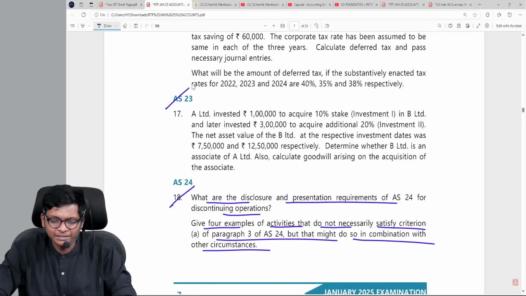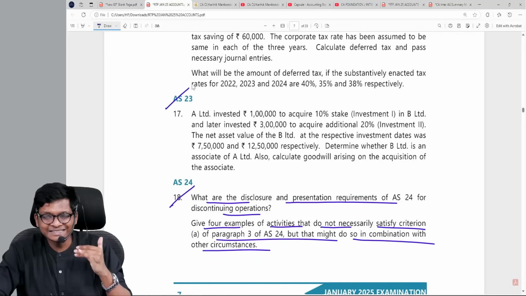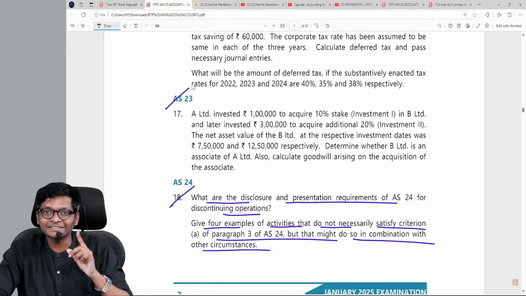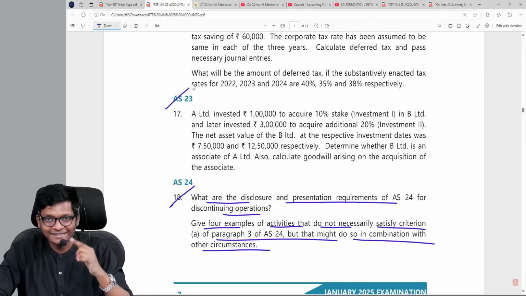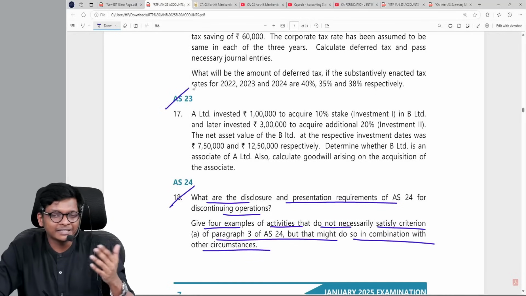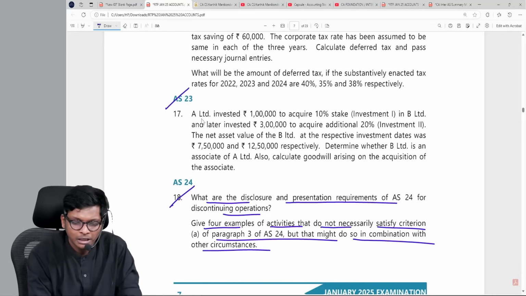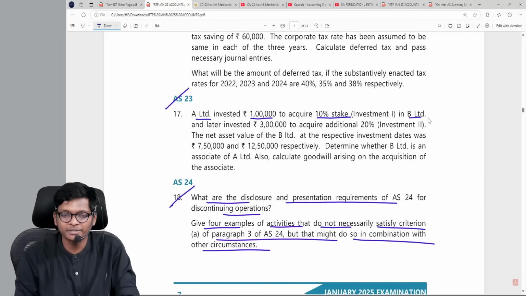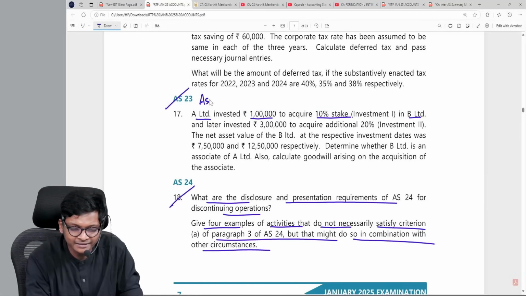Next, AS23. This question is there in study material, not as an illustration. We study only illustrations and practical questions. This is there as an example. Very easy question. If you know AS21, yet to learn AS23, it's fine. We can easily do this. A invested 1 lakh to acquire 10% stake investment in B Limited. AS23, it's associate, guys. So associate, you just have to compute what?